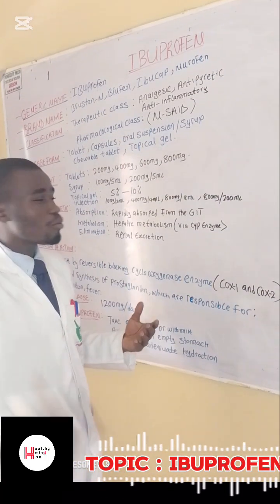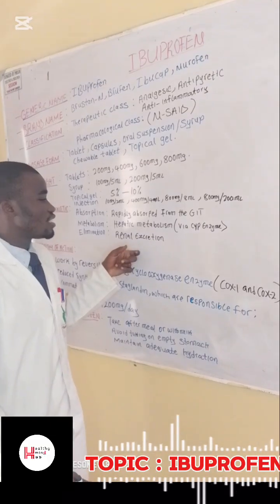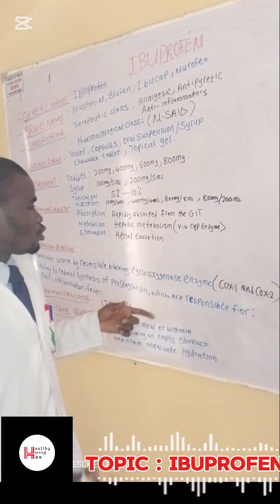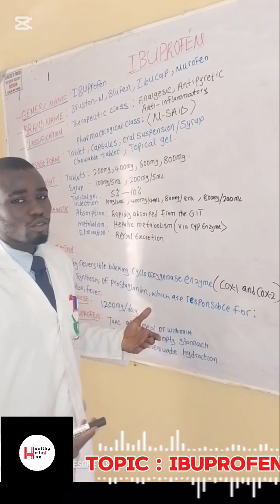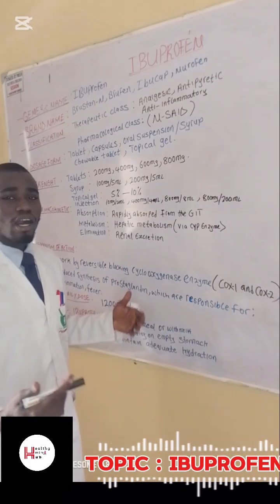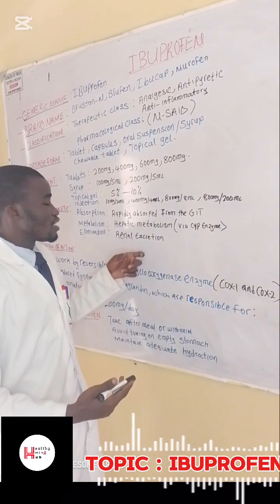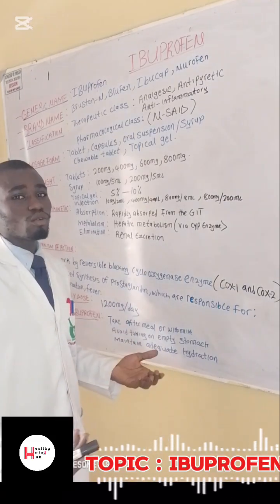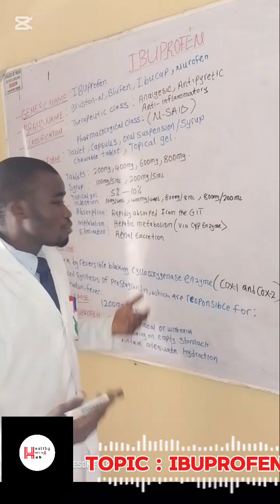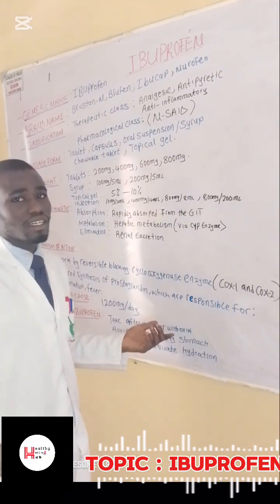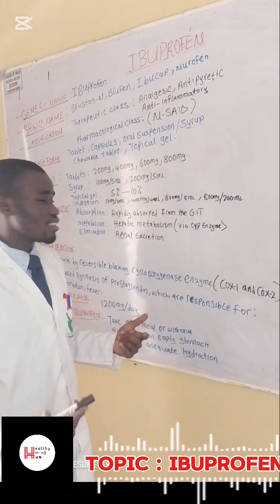Can you imagine if somebody has a complication in his renal system, that means the kidney? What do you think will happen to the person? There will be more accumulation of ibuprofen in the body, since the person cannot excrete ibuprofen, and ibuprofen is excreted by the kidney. That means there will be complicated cases.